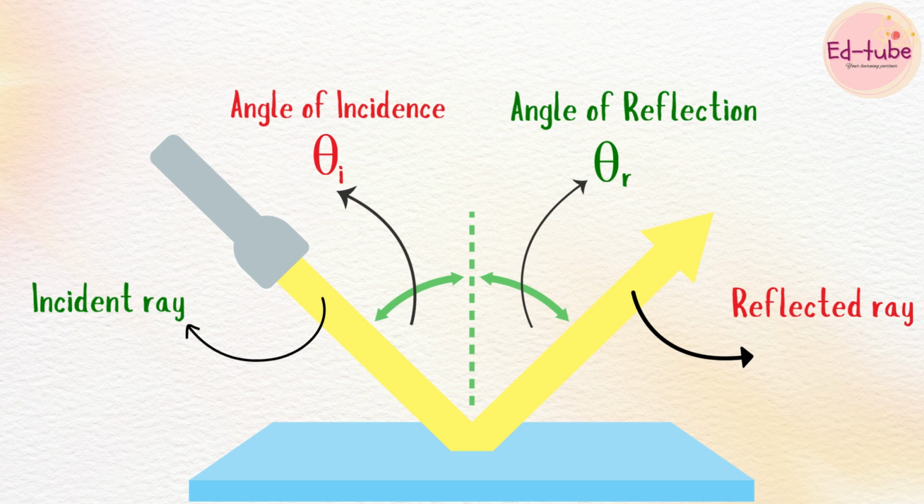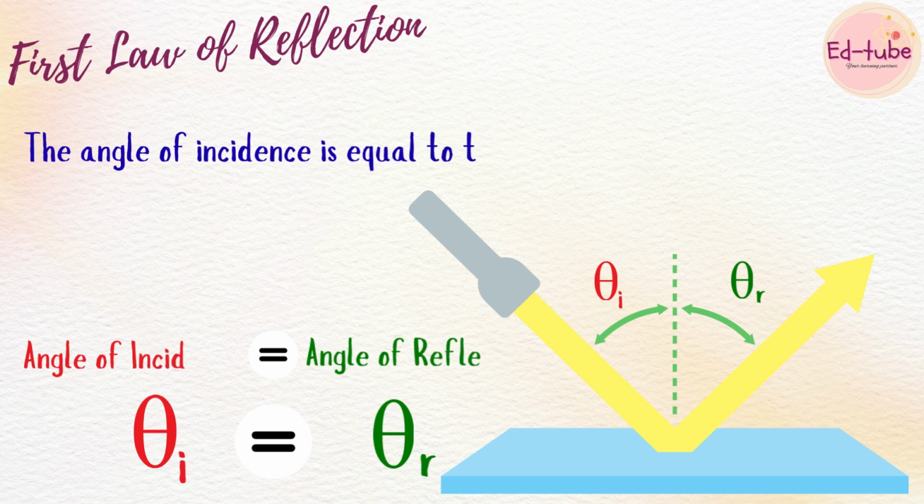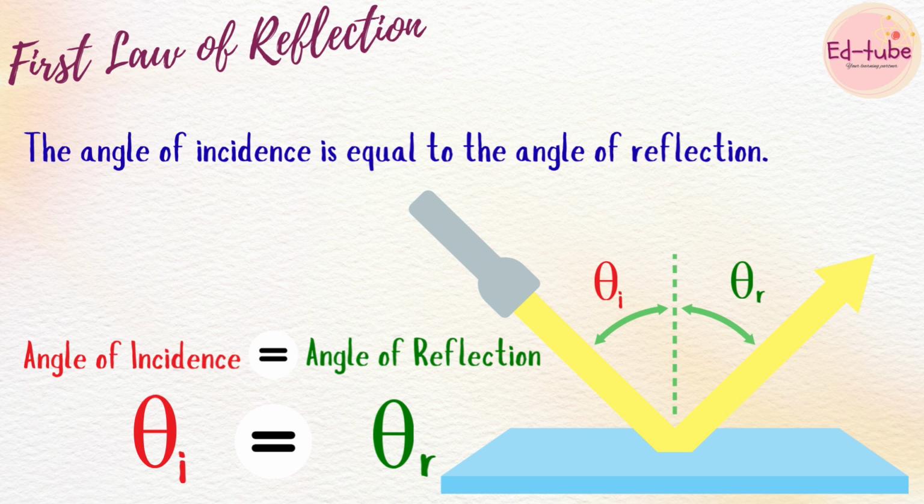Now let's see what the first law of reflection is. The first law of reflection states that the angle of incidence is equal to the angle of reflection. This means that the angle at which light hits a surface is equal to the angle at which light bounces back from the surface. Now let's see what the second law of reflection is.